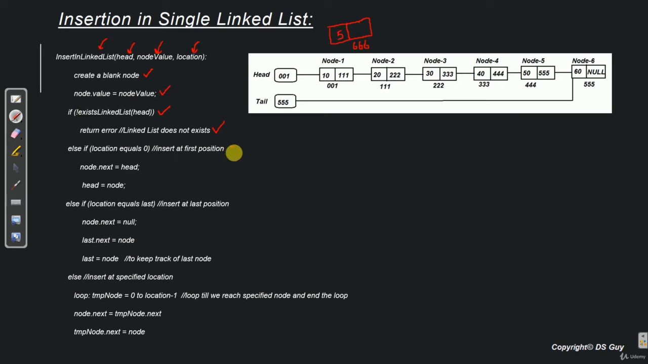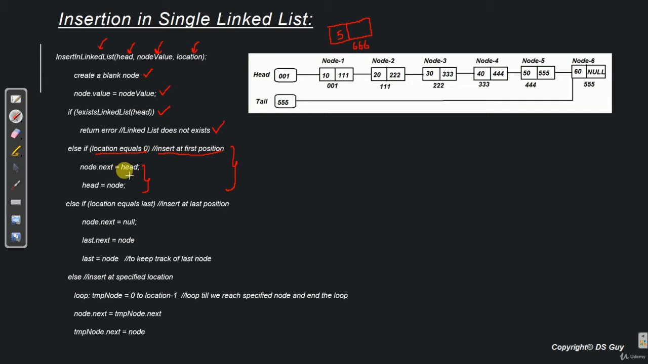So if the linked list exists, then we come to this else condition. What is this condition? This condition is insertion at the first position. So in the else statement we say if location equals 0. That means if you want to insert the node at the 0th location, then we have to do these two steps.